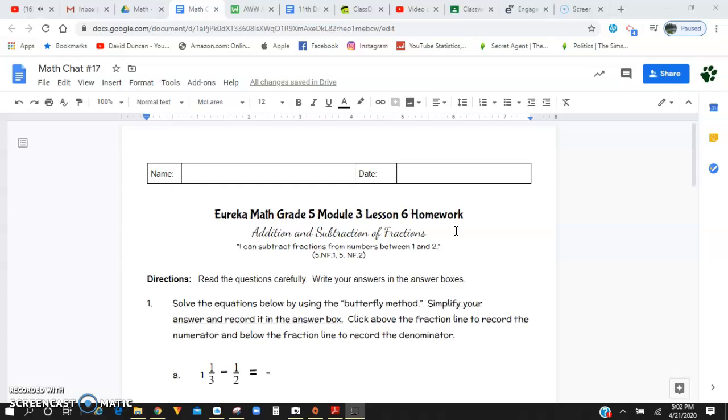Today we're going to be reviewing Eureka Math Grade 5, Module 3, Lesson 6. Again, we are focusing on the addition and subtraction of fractions. And today our I can statement is I can subtract fractions from numbers between 1 and 2. We are going to, again, be using the butterfly method like we have in previous math chat videos. And I want you to make sure that you simplify your answer.